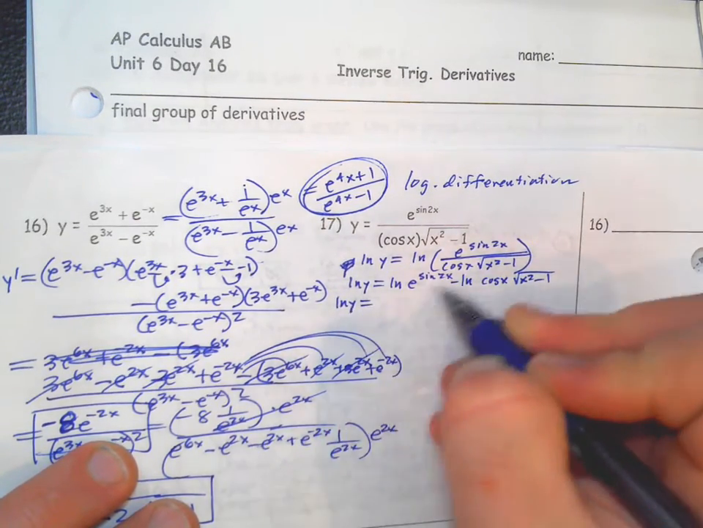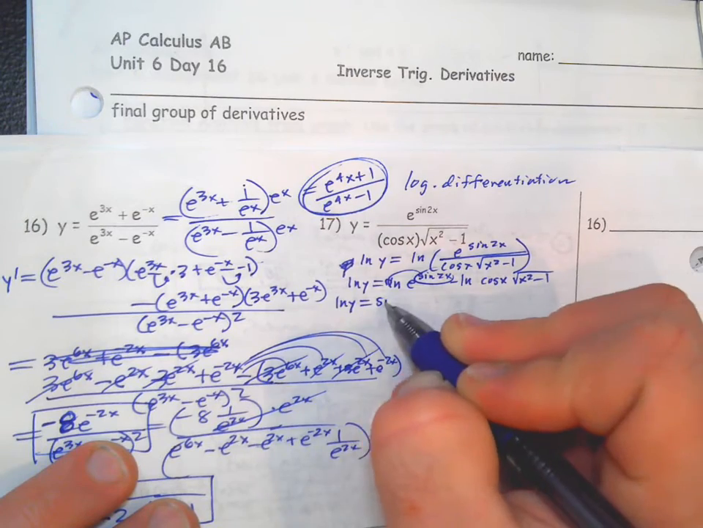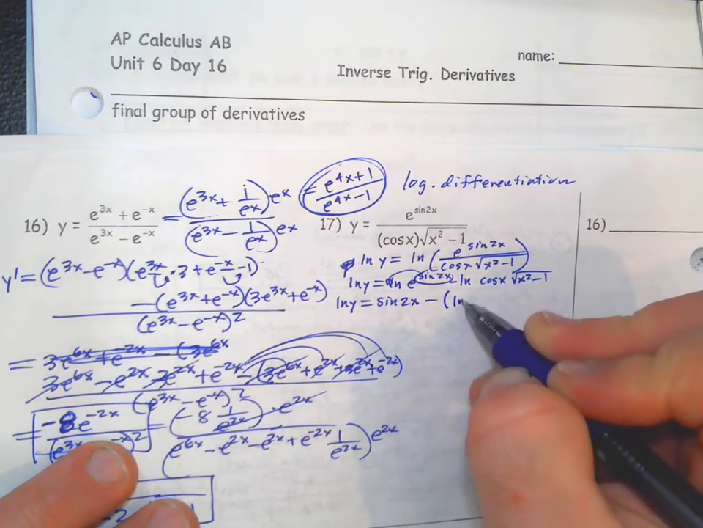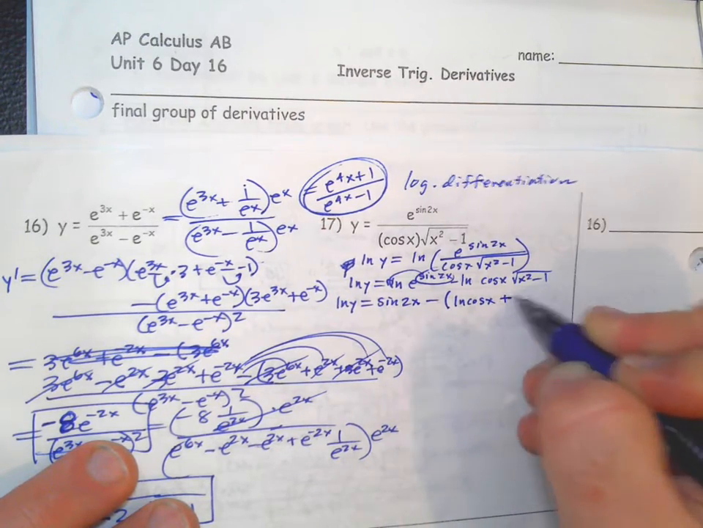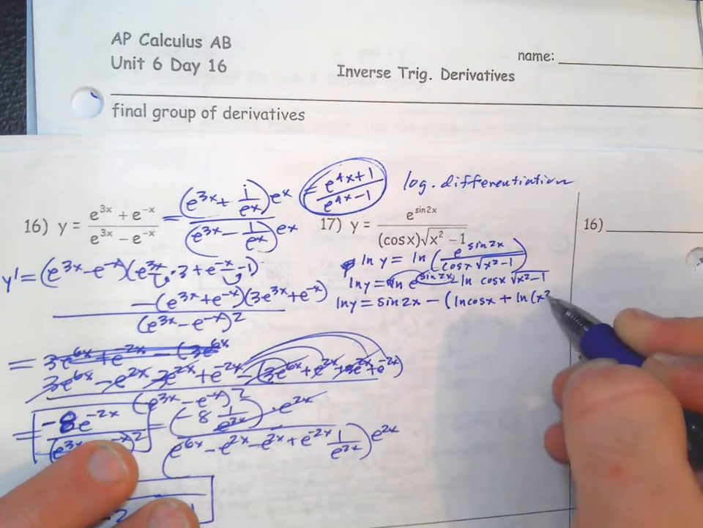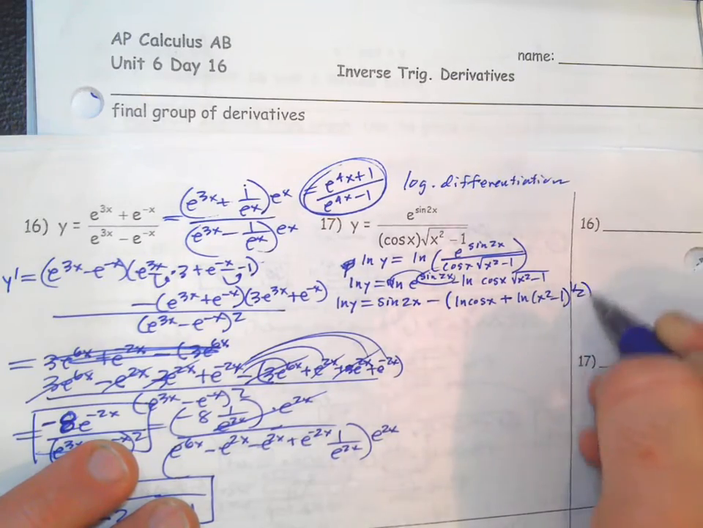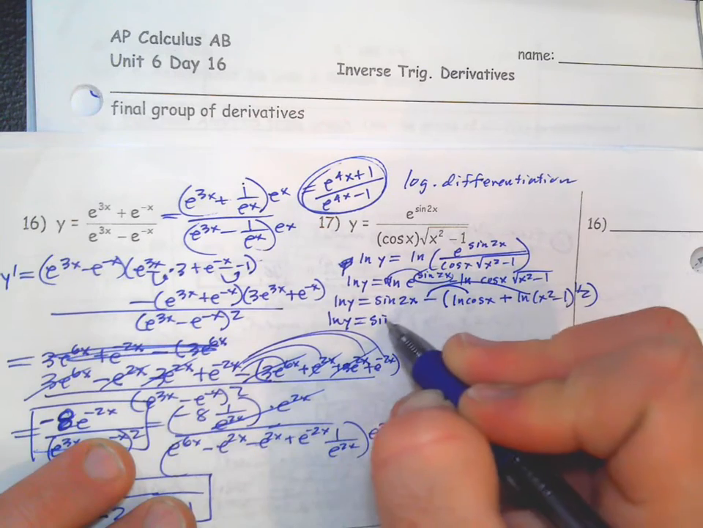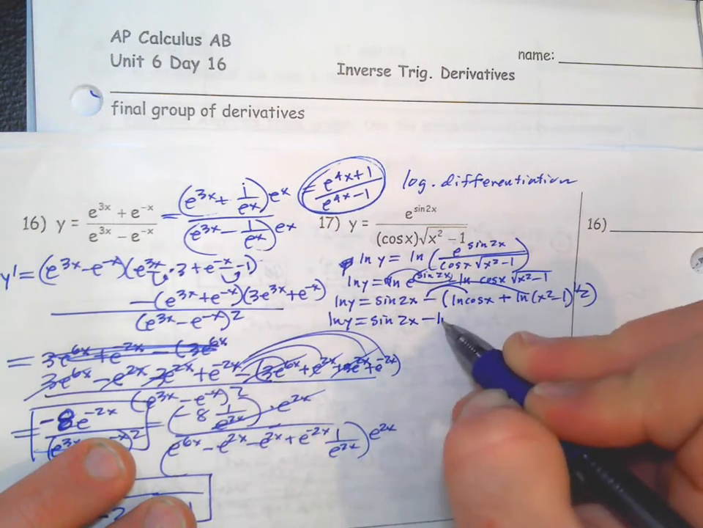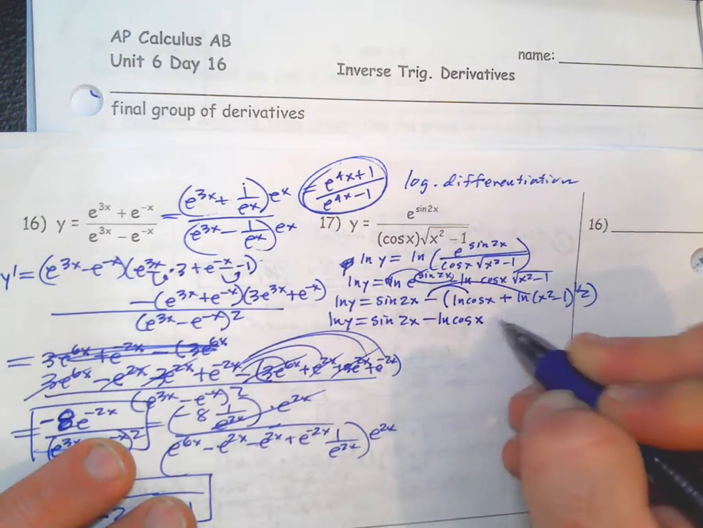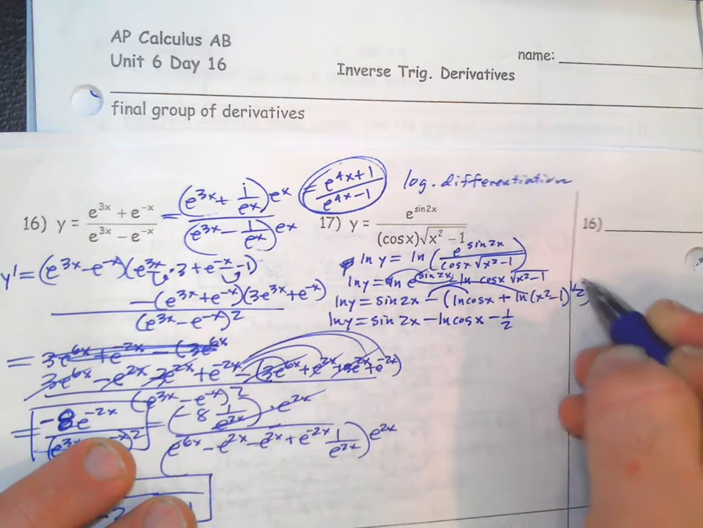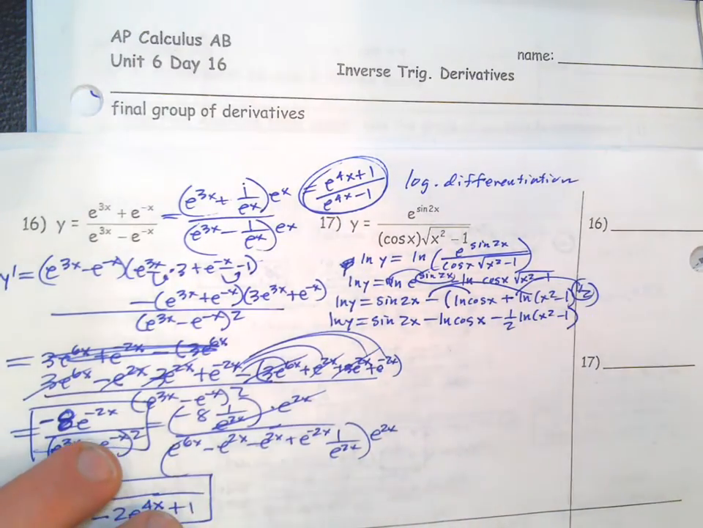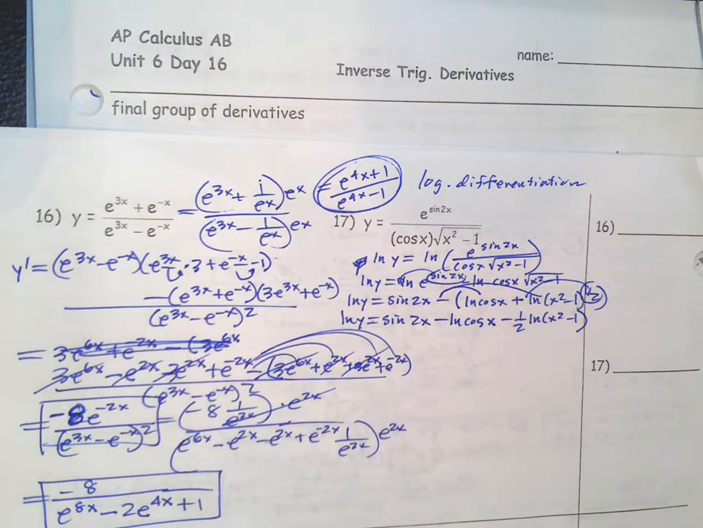We could take this further, bring this out in front: sine 2x, the natural log of e is 1, minus parentheses natural log of cosine x plus natural log of x squared minus 1 to the 1/2 power. You got to make sure you distribute all this though. So we get natural log of y equals sine of 2x minus natural log of cosine x minus 1/2, I'm going to bring this out in front, natural log of x squared minus 1. So I haven't done any calculus yet. There's just a lot of algebra there to break that up.